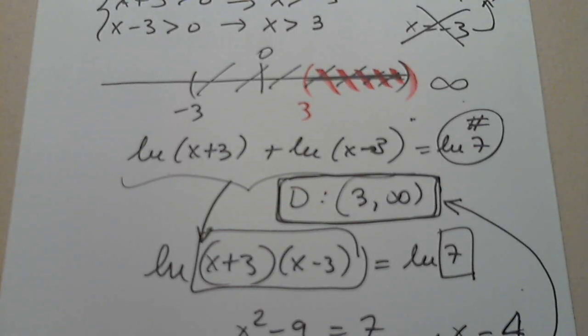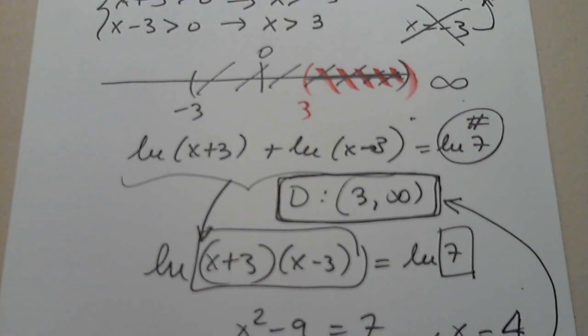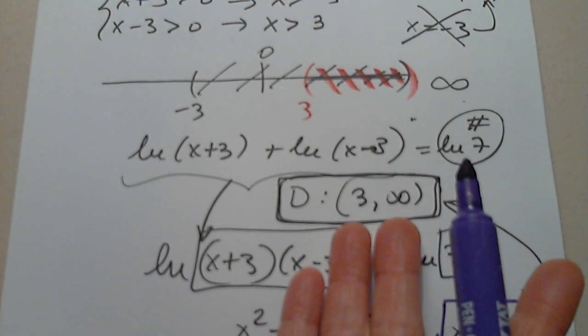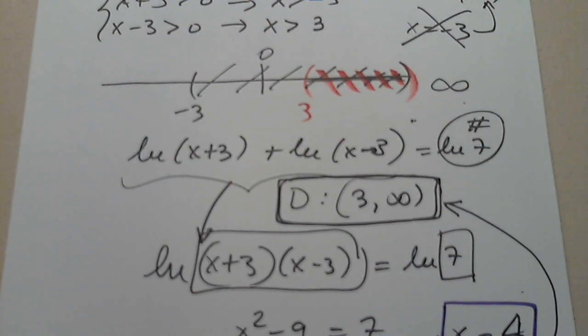What is the conclusion? X equals positive 4. That's it. No. It's not here. So the only solution is x equals 4. Any questions on this equation?